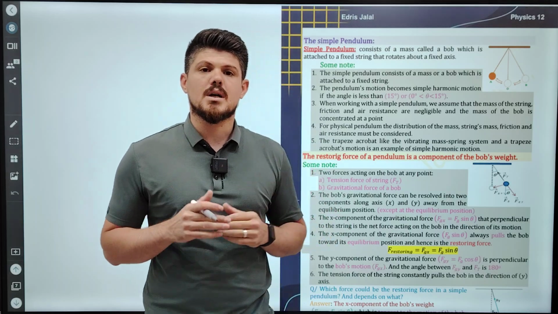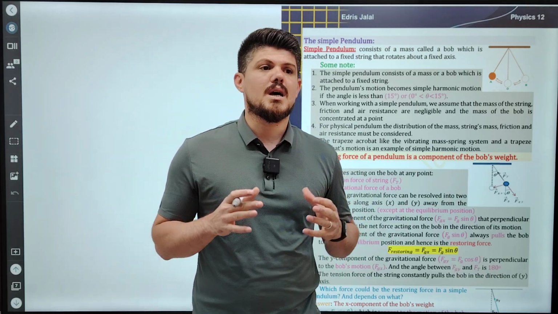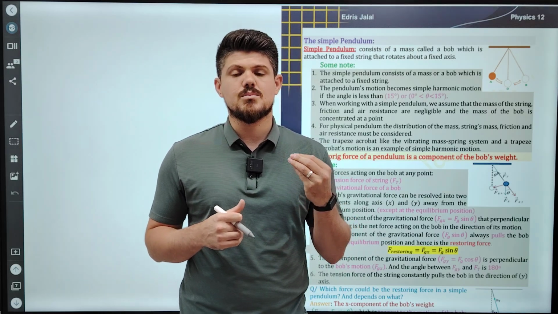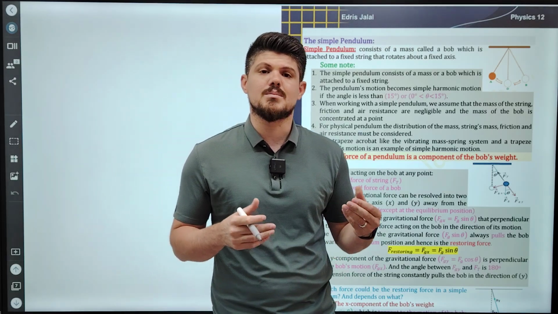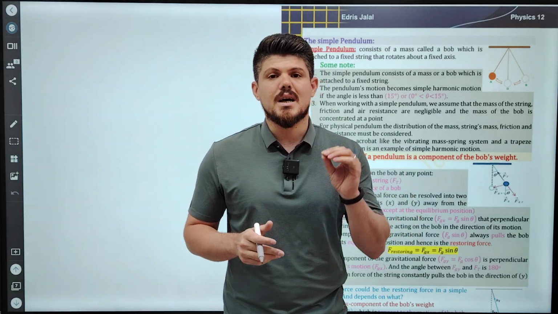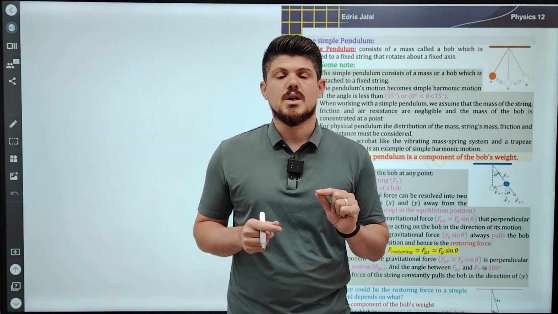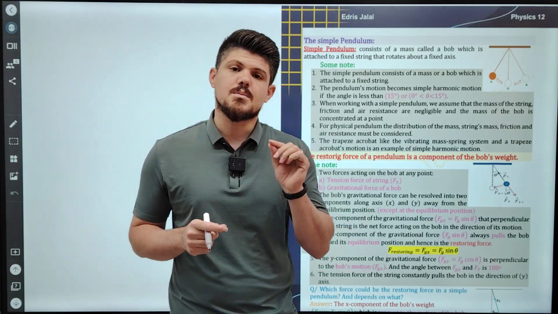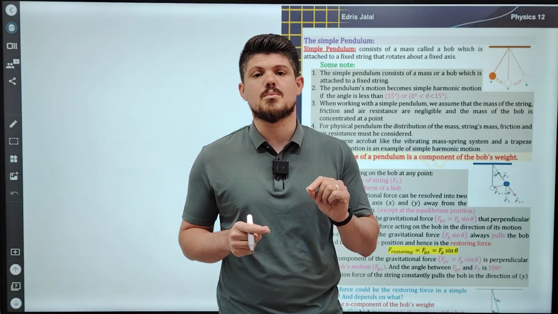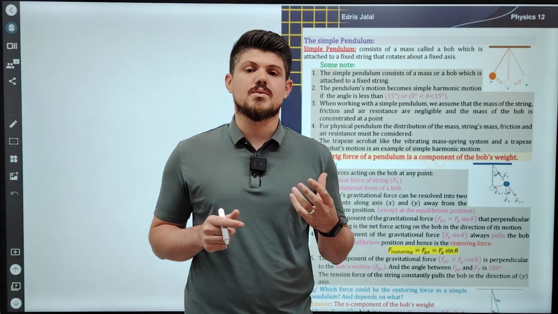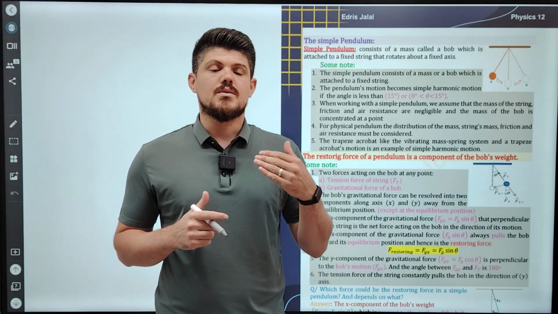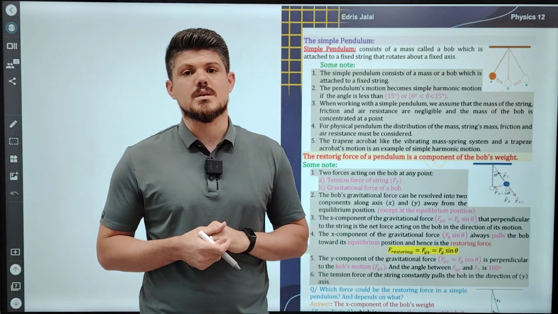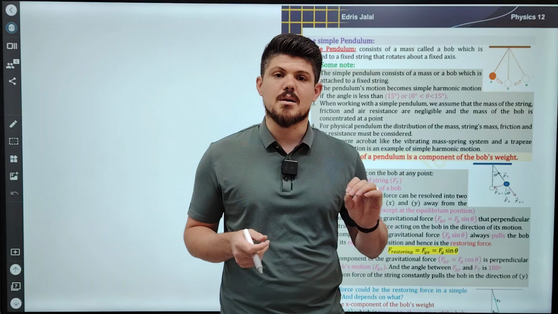The simple pendulum sometimes can be a simple harmonic motion, sometimes it cannot. So when does the motion of a simple pendulum become a simple harmonic motion? If the angle from the equilibrium position to the maximum displacement is less than 15 degrees, only in this case is the simple pendulum considered to be a simple harmonic motion. But for angles of 15 degrees or more, the motion of the simple pendulum cannot be a simple harmonic motion.